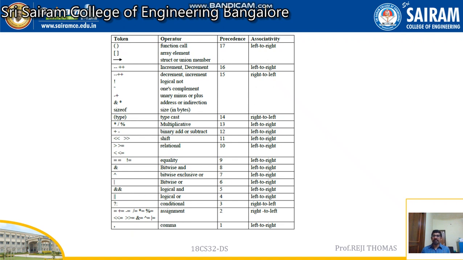Look at the next one. This is increment and decrement. We have post increment, pre increment, post decrement, and pre decrement. This has the next priority. Again, this should be evaluated from left to right. And if you look at the next one, again we have decrement and increment, logical not, ones complement, unary minus, address, indirection. All these operators have to be evaluated from right to left.